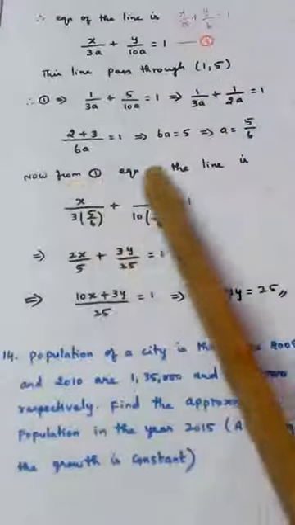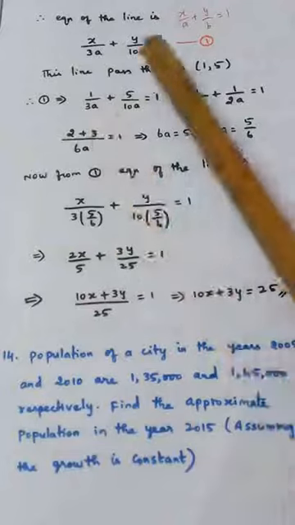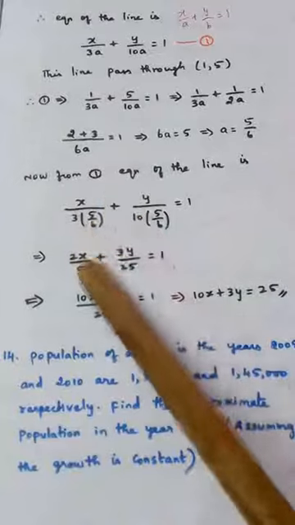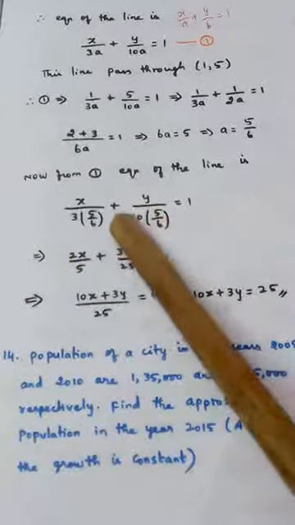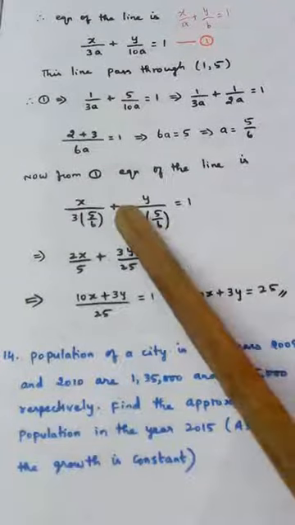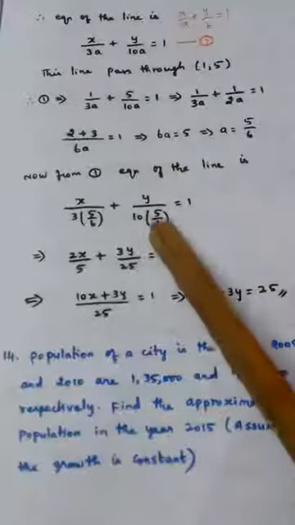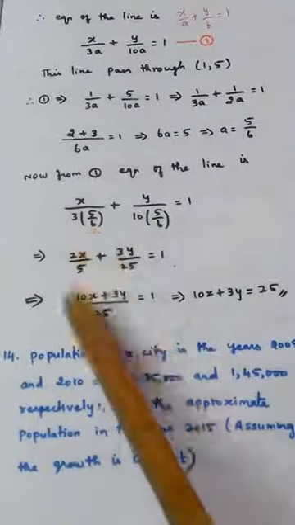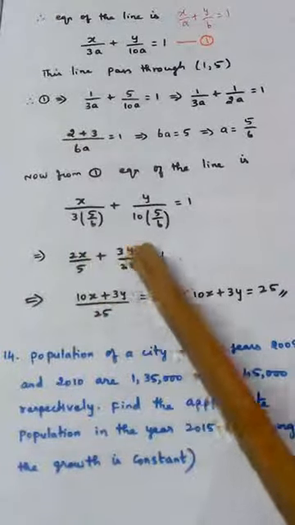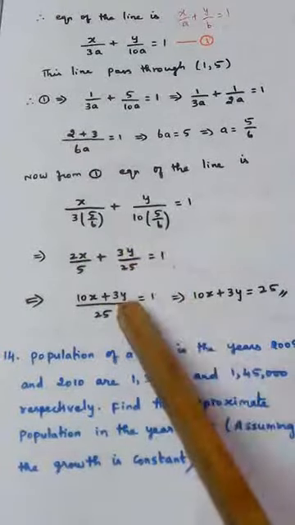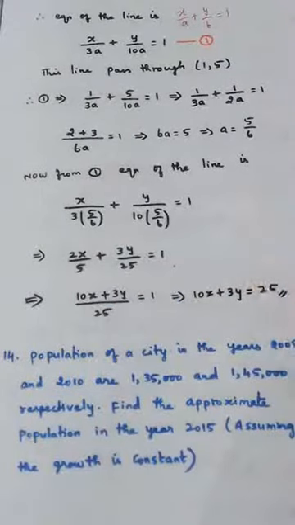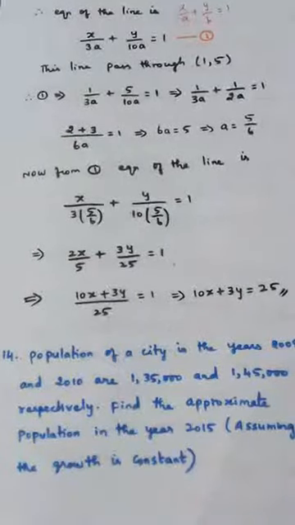So from the first equation, substituting a equal to 5 by 6. Cancelling 3 with 6, 2 goes to the numerator. Cancelling 10 and 6, this becomes 5, this becomes 2. 5 fives are 25, 3 goes to the numerator. The LCM of 5 and 25 is 25, so this becomes 10x because of multiplying by 5. This is already present in the LCM, so 3y will come as it is. Cross multiplying, this is the equation of the straight line. These are all simple sums; by just simply seeing, you can easily understand. We'll go for sum number 14.